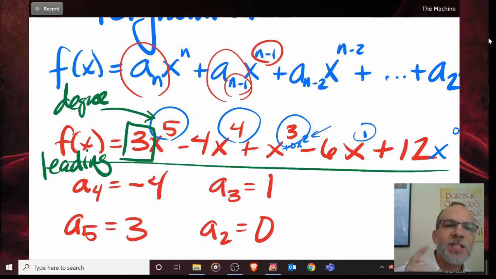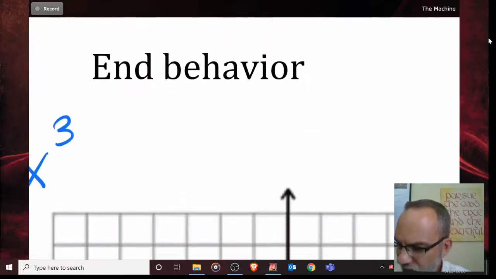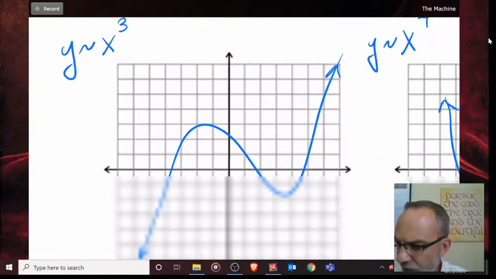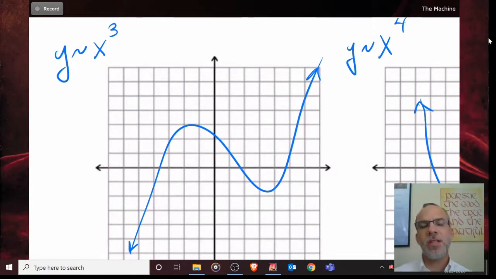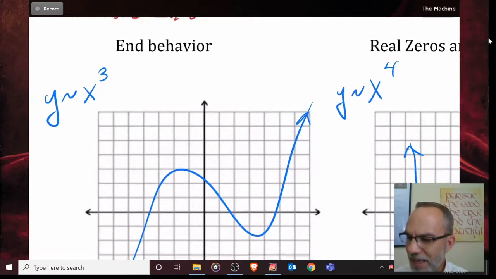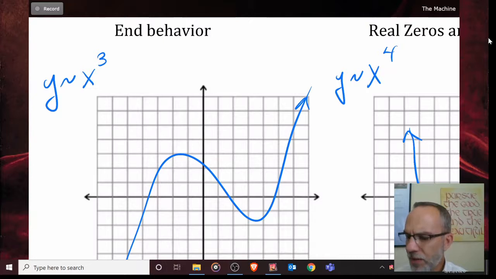The degree of this function is 5, which means it's an odd degree. Odd degree functions look like this one right here. I've got something cubed. Notice the end behavior. The end behavior of an odd degree function rises on one end and then sinks on the other end, and it does something sometimes in the middle.